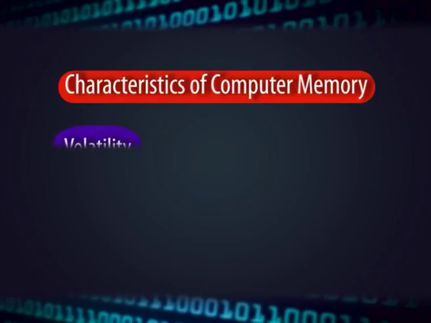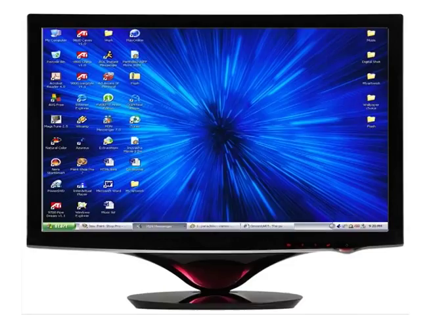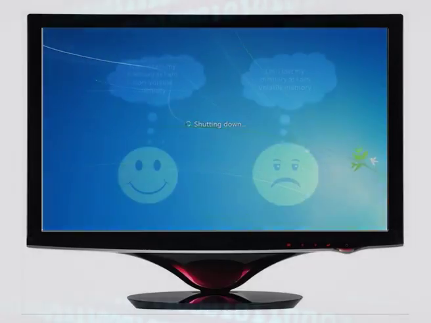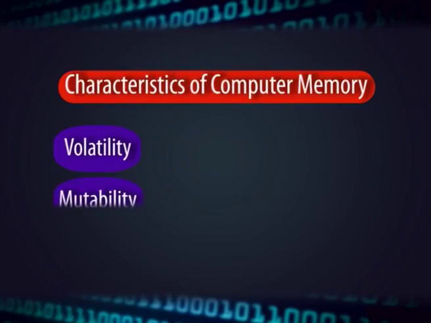The first characteristic is volatility, based on which computer memory is divided into two types: volatile memory and non-volatile memory. Volatile memory requires constant power to maintain the stored information. This is the fastest memory. Non-volatile memory retains data even if we shut down the computer. So, it is suitable for long-term storage of data. For example, ROM.